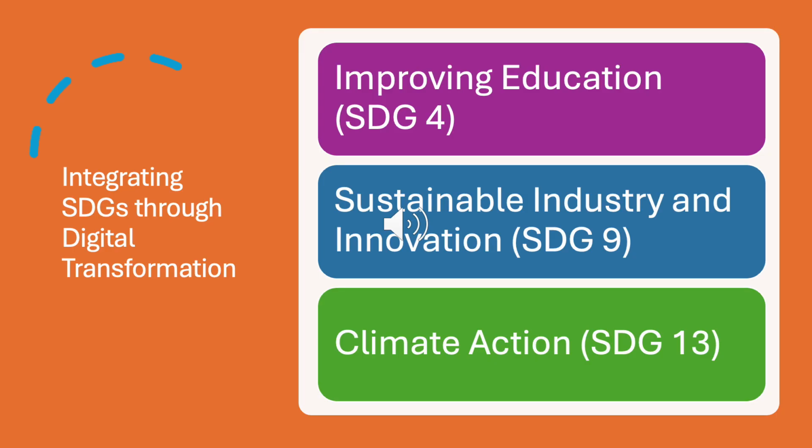And for climate action, digital tools such as precision agriculture and climate-smart technologies are helping Southern African countries address climate change, improve food security, and support sustainable farming practices. Digital platforms offer real-time data that helps farmers adapt to changing weather patterns.